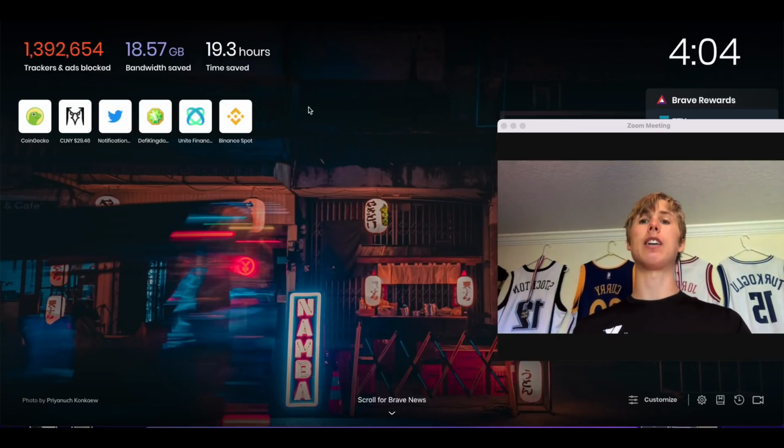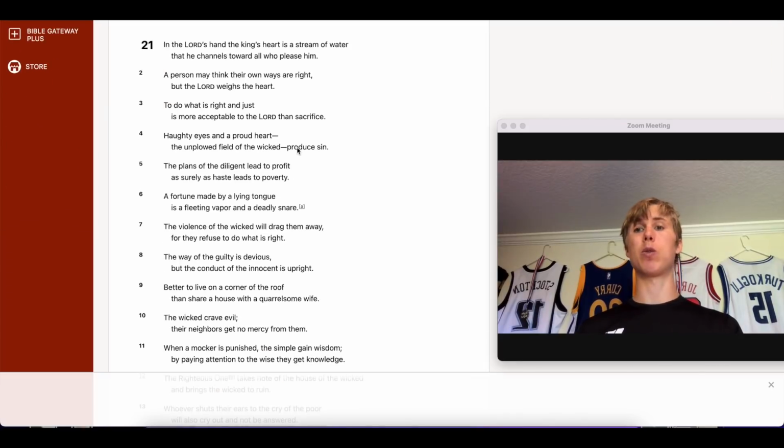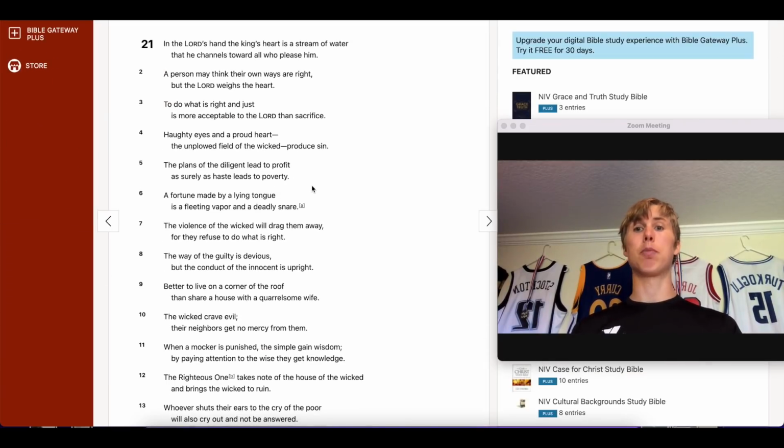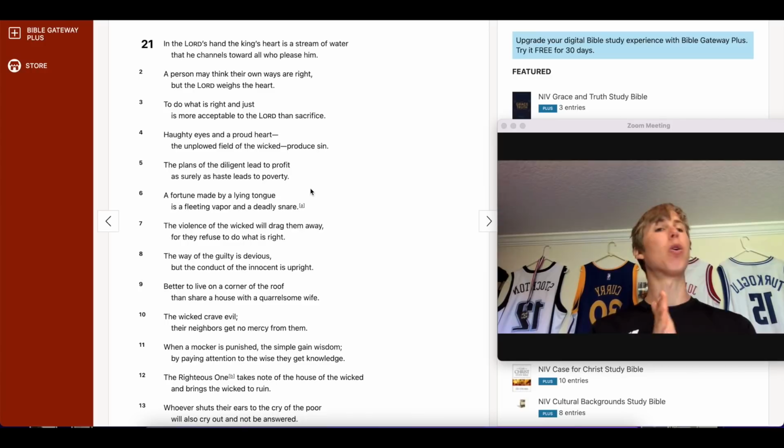Let's go ahead and leave you guys with a wisdom one-liner. We're going to hit you guys with Proverbs chapter 21, verse 5. The plans of the diligent lead to profit, as surely as haste leads to poverty. Guys, be diligent in what you do. Think about what you're doing. Be smart about what you're doing. You won't always make the right decisions, but learn from your wrong ones.